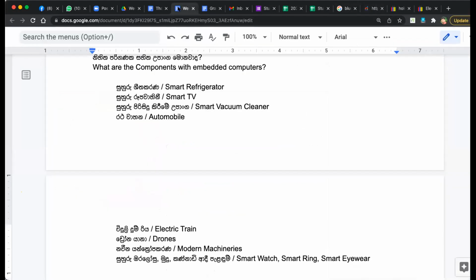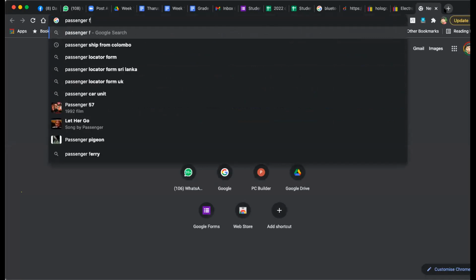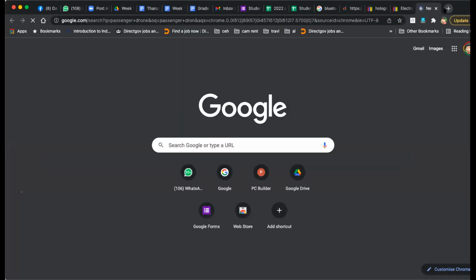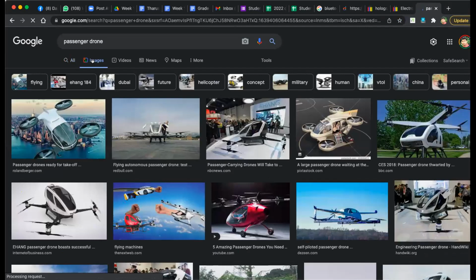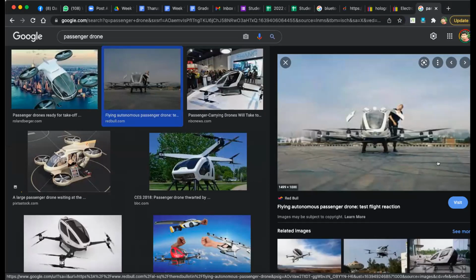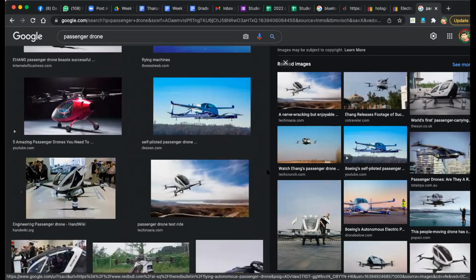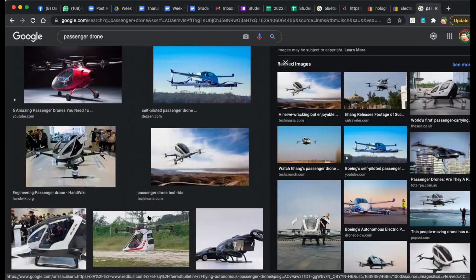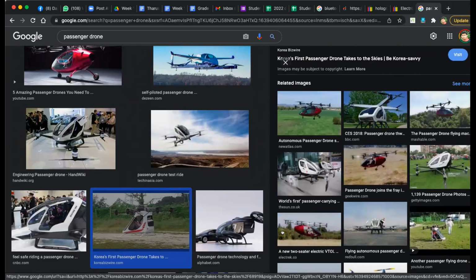So there are different kinds of drones: quadcopters, hexacopters, and even passenger drones. Passenger drones, have you seen? A passenger drone can carry one or two people, allowing them to travel. As you can see, it's like a bike, not exactly, but you can ride it. Yeah, I have seen them on YouTube. People are experimenting on these passenger drones and all.